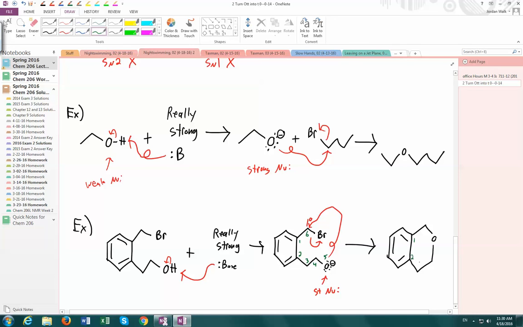So for proof, we can count 1, 2, 3, 4, 5, 6. And over here, you can see we've got 1, 2, 3, 4, 5, 6. So we've seen some ring opening type things in Orgo 1 this semester. Now we can see that if we do an intramolecular type of nucleophilic substitution, we can actually form a ring. So we had a ring here, and now we have a second ring connected to it. So don't be confused if you see something intramolecular like this. The same rules apply.